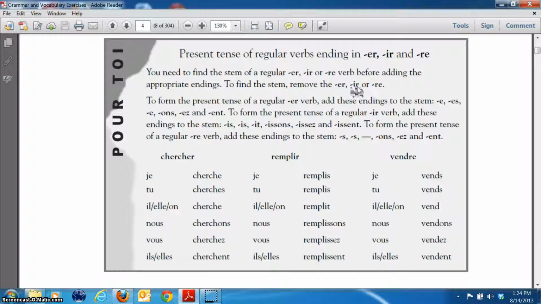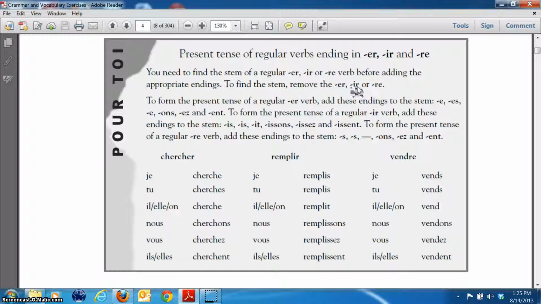Now, when you go to an IR, there are more letters, and it is very important that you follow the steps of taking off the IR, because if you don't, you can end up with the wrong amount of I's, the wrong amount of S's, and you'll have spelling mistakes. So take off the IR, which then you'll have an L left at the end, and then you put the endings on: IS, IS, IT, and then ISSONS, ISSEZ, and ISSENT. So you notice that nous, vous, and ils have a longer ending.